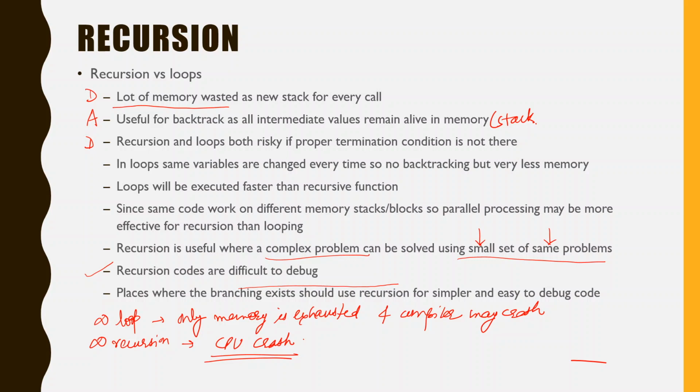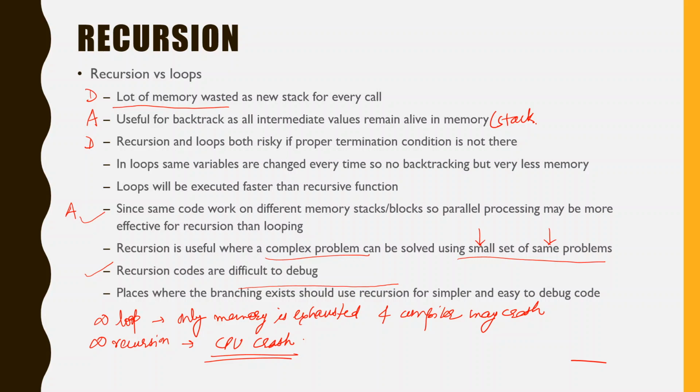Now, since the same code works on different memory stacks or blocks, parallel processing may be possible. This is one of the advantages of recursion, because loops work on the same memory. It means all the data and instructions are available in the same memory, so you cannot do parallel processing where different processors process the data simultaneously. Since the data is common, there is a problem of deadlock. The compiler cannot work on the same data in parallel with different processors.